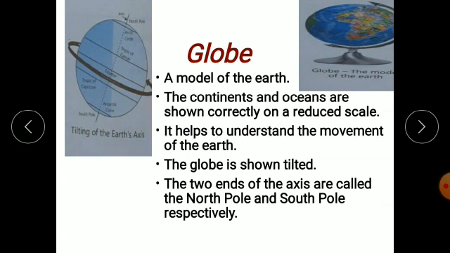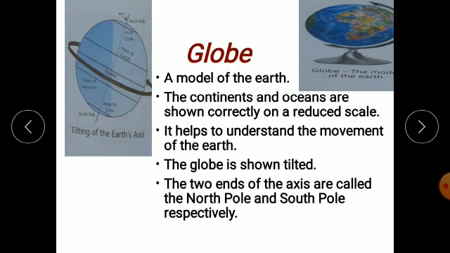So, a globe is a model of the earth. It gives us a true picture of the shape of the earth. The continents and oceans are shown correctly on a reduced scale. Distances and directions are also correctly represented. Globes are of varying size. The globe shows not only the important details of the earth's surface but also helps in understanding the movement of the earth.